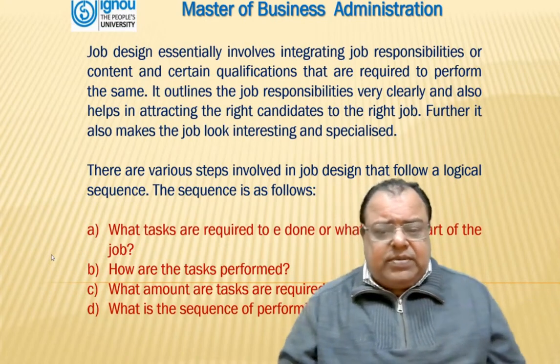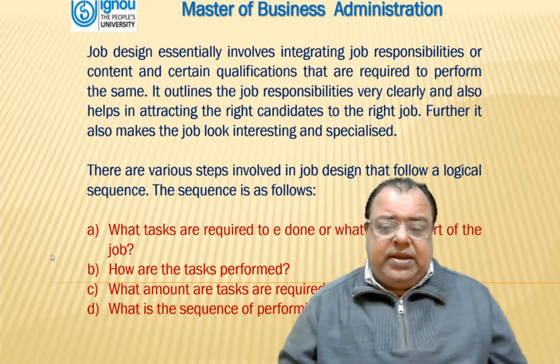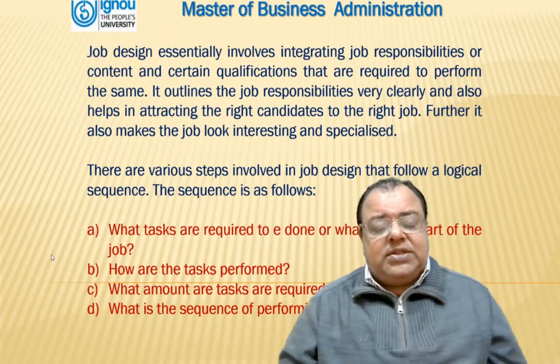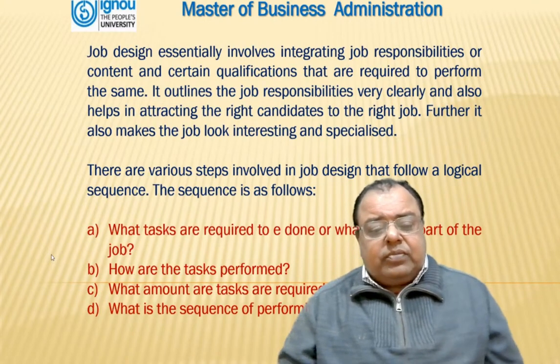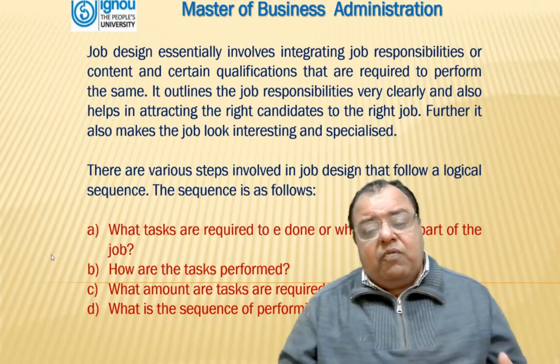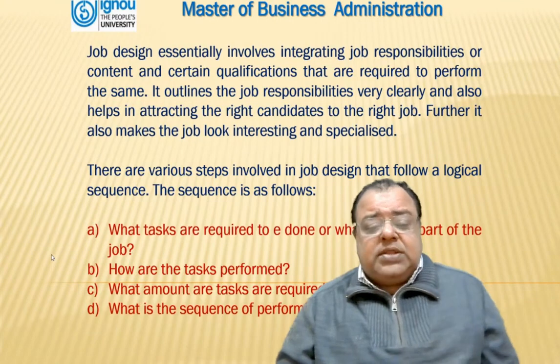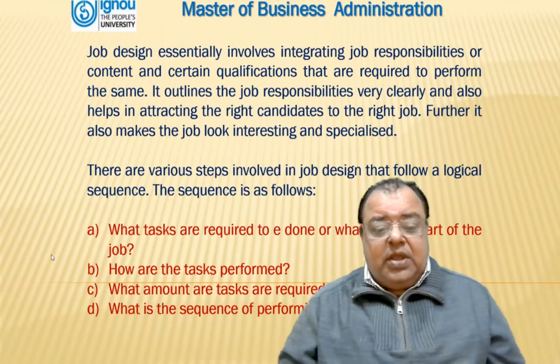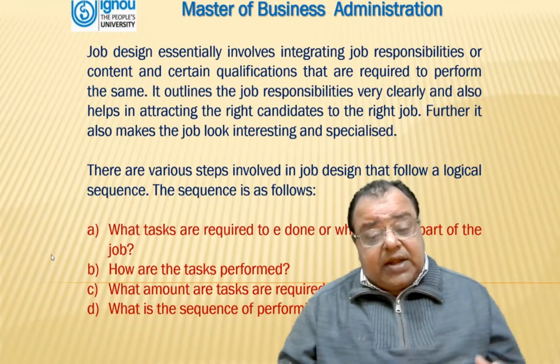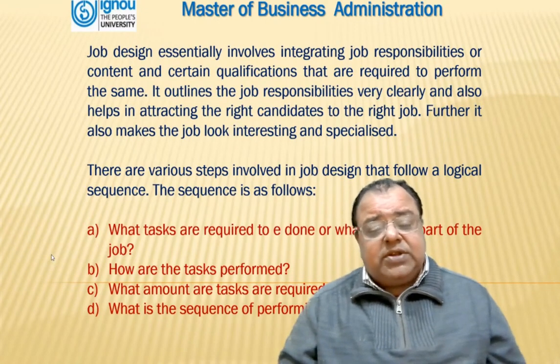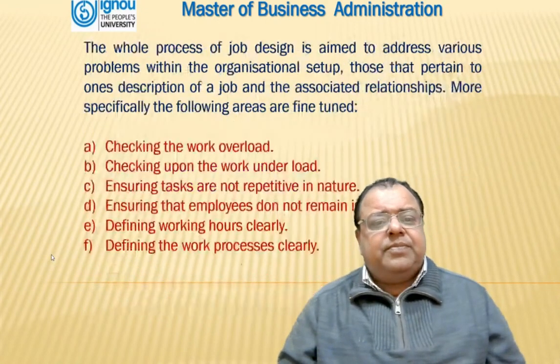There are various steps involved in job design that follow a logical sequence. The sequence is as follows. The first one is what tasks are required to be done, or what task is the part of the job. How are the tasks performed? What amount of tasks are required to be done? What is the sequence of performing these tasks?